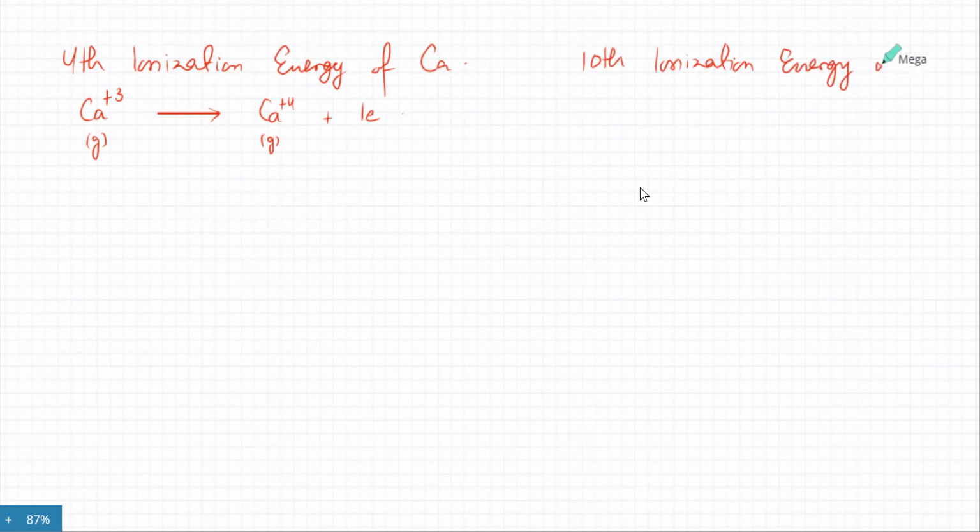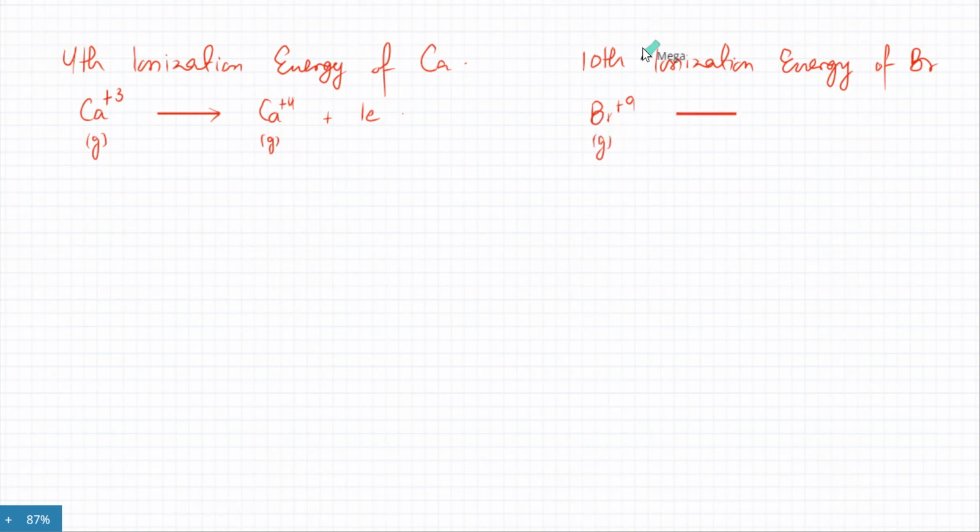So can anyone tell me what is the equation? How would I write the equation? Br plus 10, so we'll give Br plus 11 plus 1. No, 10th means you're the one removing the 10th. So it's going to be plus 9. You're the one trying to remove the 10th one.